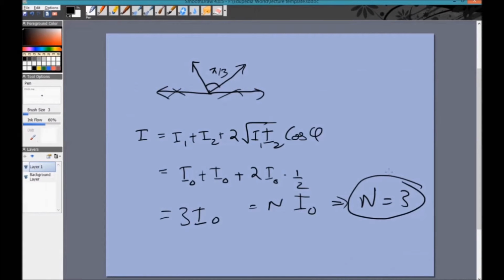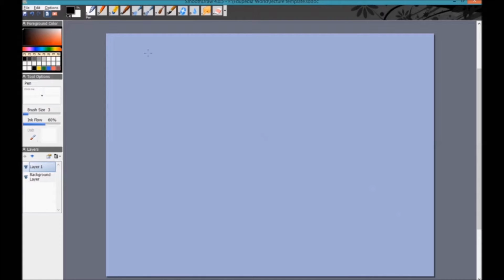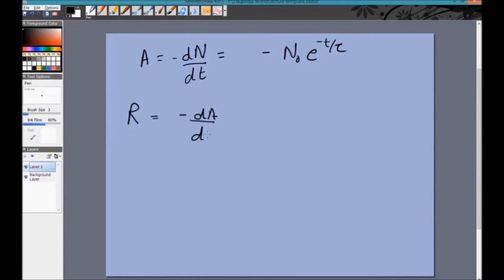This is a question on radioactivity, and we are given that the activity and rate of change of activity are defined as activity A is equal to minus dN by dt, which actually is equal to minus of N naught e to the power minus t by tau, right, where tau is the average lifetime. And in the second case we are given R, which is a new quantity, rate of change of activity. It is defined as minus dA by dt.